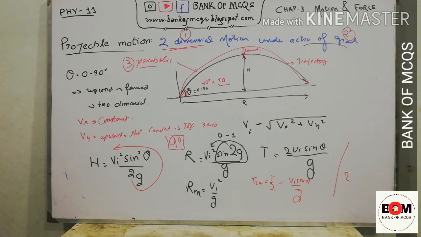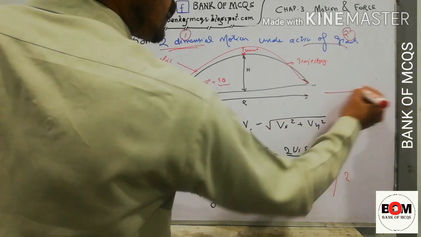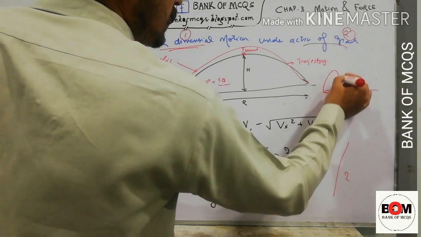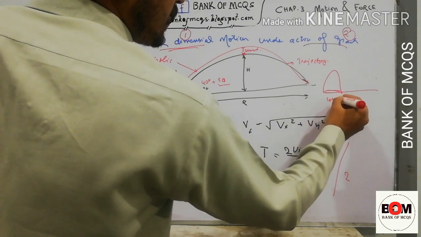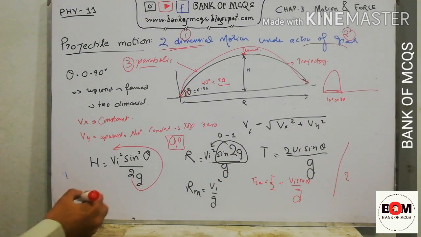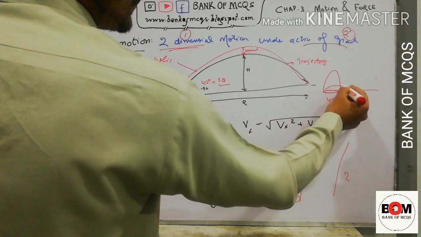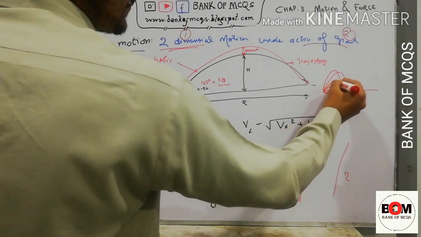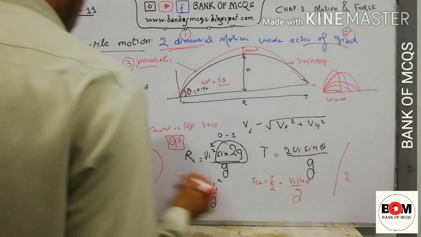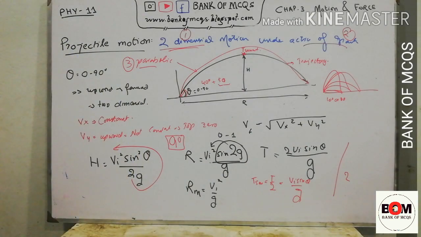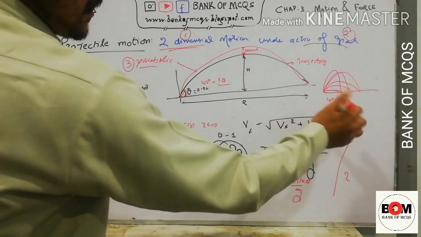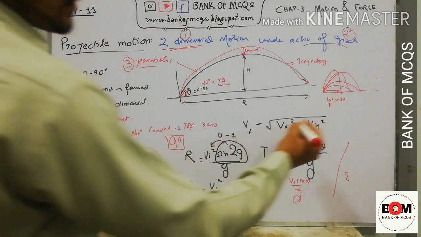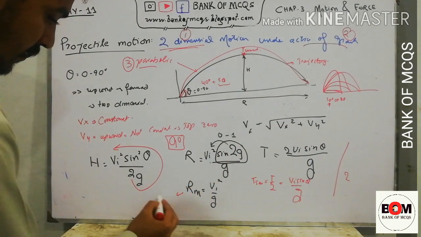Or if we throw a body at 10 degree or 80 degree. Or if we throw a body at 20 degree or 70 degree. Or if we throw a body at 30 degree or 60 degree. So, see, the angles for range are complementary.